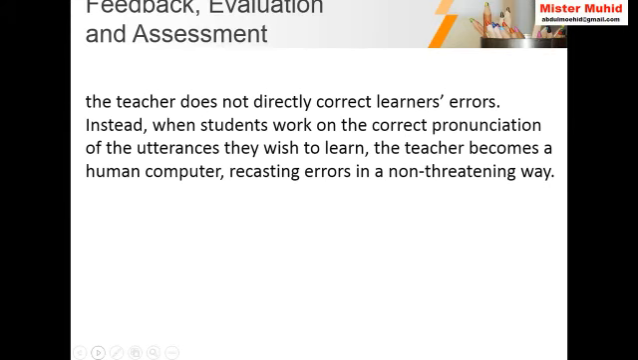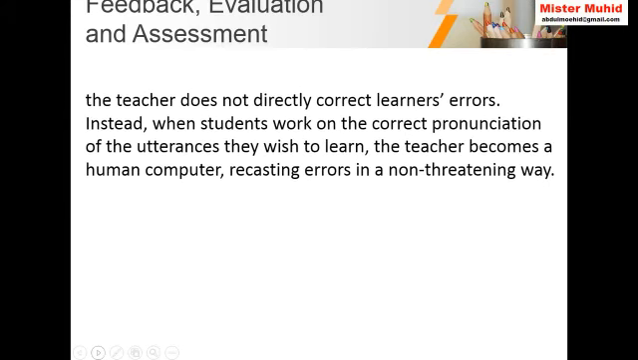What are the evaluation and feedback? The teacher doesn't directly correct the learner's errors. In this case you don't correct, because we learn from the recording. When students work on the correct pronunciation of the utterances they wish to learn, the teacher becomes a human computer, recasting errors in a non-threatening way. It means the teacher must record and remember all the mistakes.